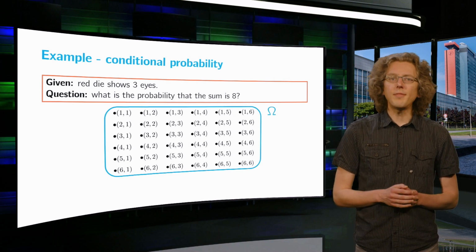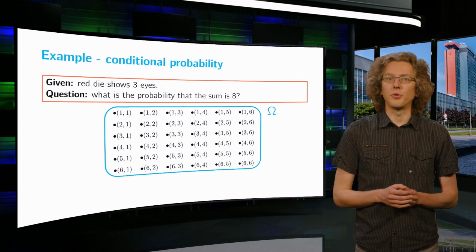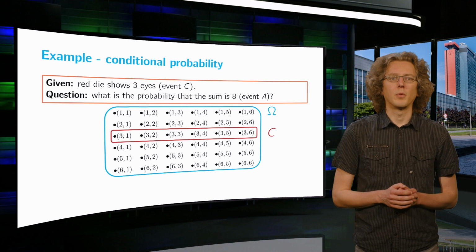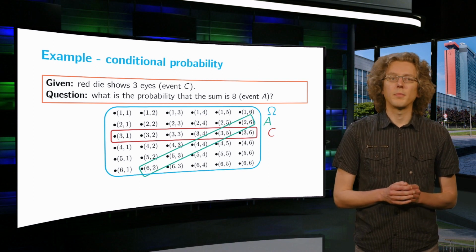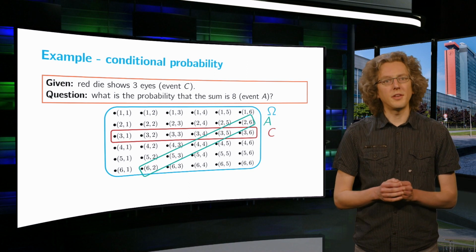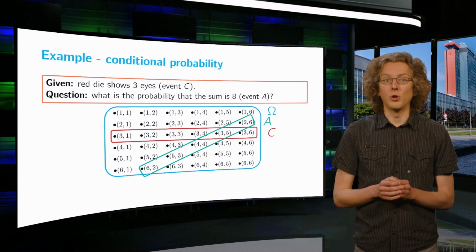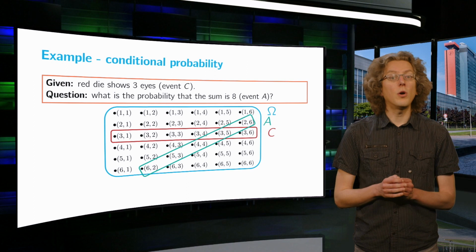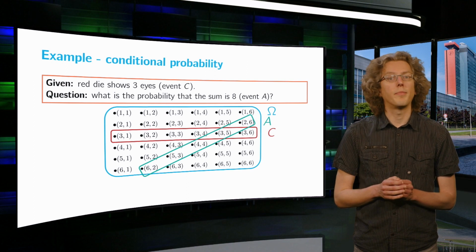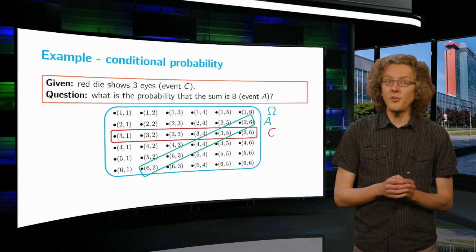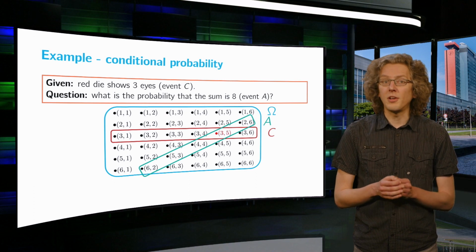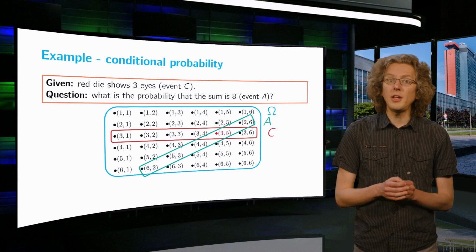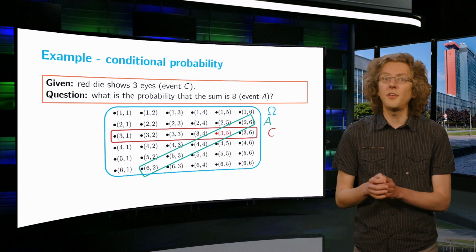Let's highlight the given event that the red die shows 3 eyes and call it event C. Let's also highlight the other event and call it A. It is given that event C has occurred, so there are 6 outcomes, all with the same probability. Only one of those is such that event A occurs. This immediately gives us the answer. The probability of A given C is 1 in 6.